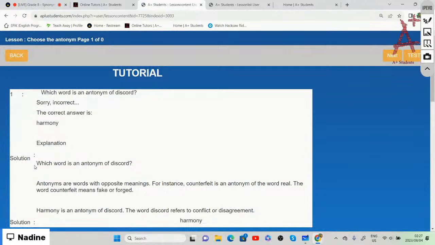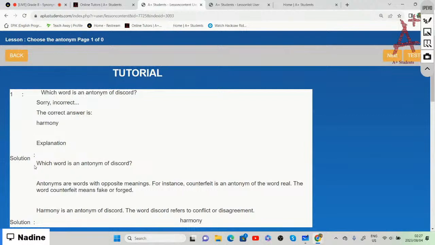So antonyms are words with opposite meanings. For instance, counterfeit is an antonym of the word real. Counterfeit is like fake, right? Or forged. But real, it's real. It's like having real money, for example, and the fake money is, for example, counterfeit. And we call that opposites, antonyms, right?